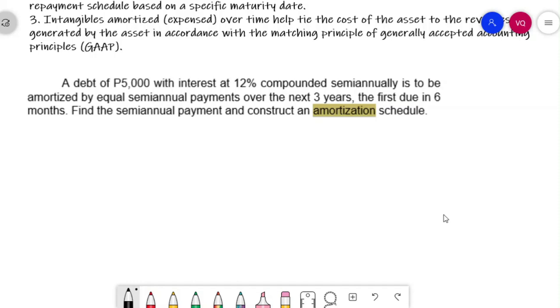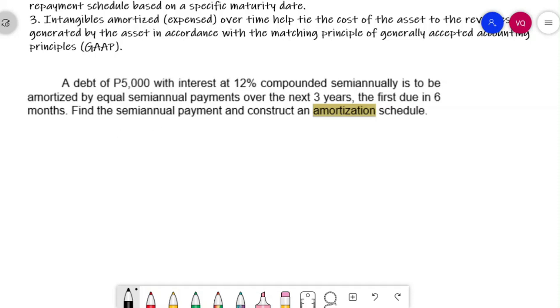Number 1 example: a debt of 5,000 pesos with interest at 12% compounded semi-annually is to be amortized by equal semi-annual payments over the next 3 years, the first due in 6 months. Find the semi-annual payment and construct an amortization schedule. So, this semi-annual payment is actually our annuity.